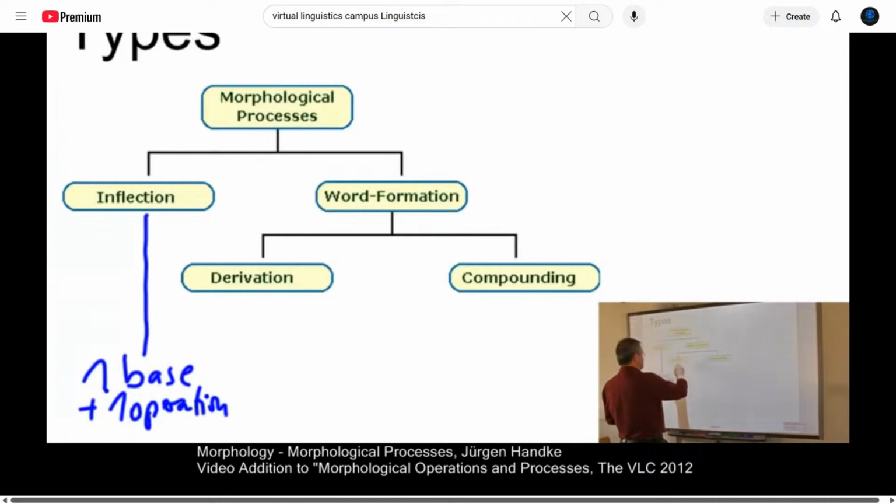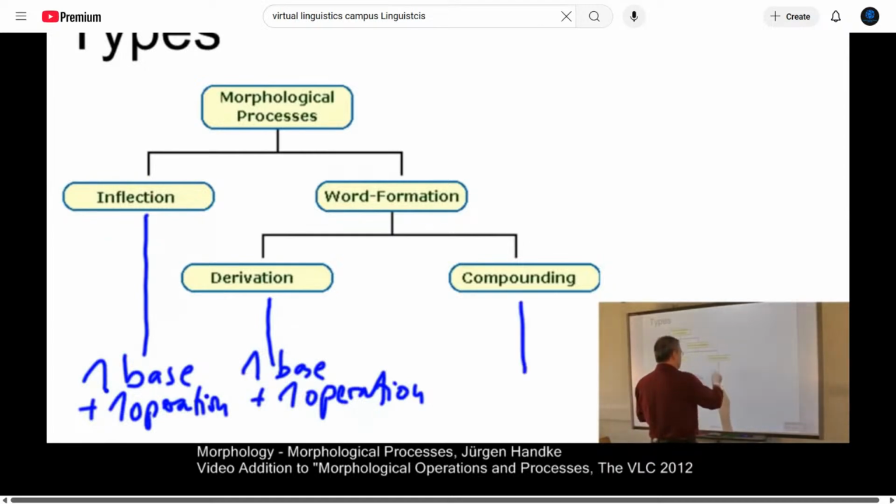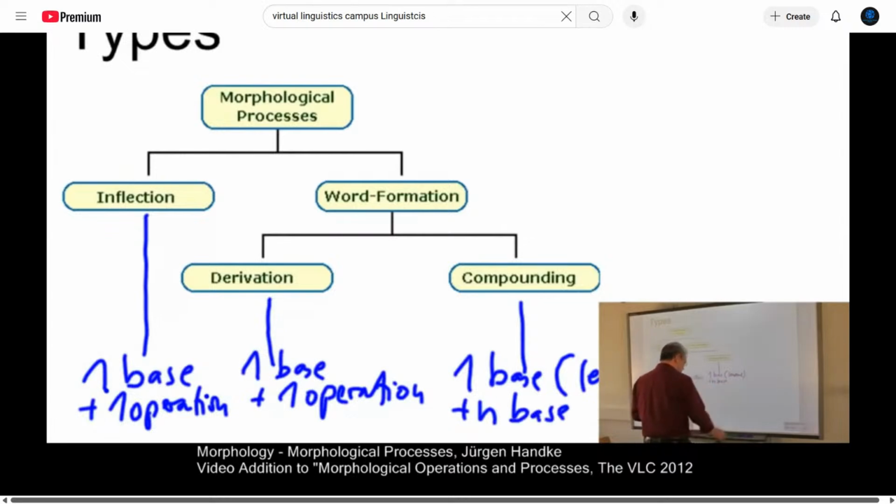Now, the formal subdivision between the main types, derivation on the one hand and compounding on the other, is as follows. In derivation, we do exactly the same as we did in inflection. We have one base form and one operation that modifies the base somehow. As you will see, sometimes we have in inflection as well as in derivation the possibility of applying two or even more operations at the same time. And compounding is formally defined as a combination of one base, which you might in this case also call lexeme, plus n base forms that are added to this base form. So this is the formal definition of the main types of morphological process.